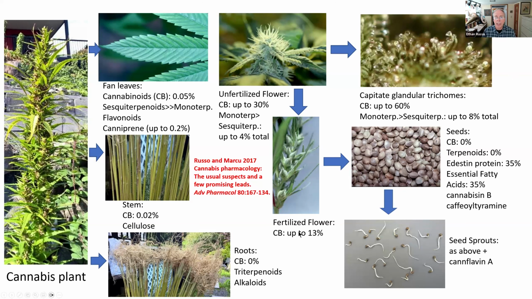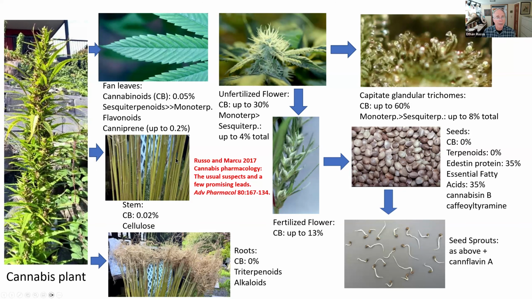When the flower is fertilized, the cannabinoids probably top out at about 13%, but they could be as high as 30% in the unfertilized female flowers. And again, monoterpenoids over sesquiterpenoids, and it can be 4 or 5%. If we look just at the trichomes, the concentration of the cannabinoids can be about 60%.